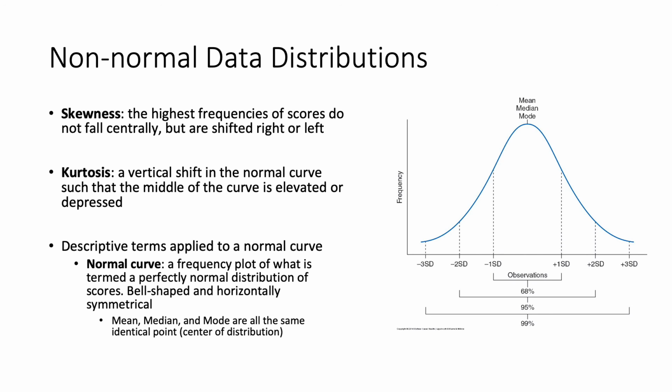You can see that the curve is bell-shaped and horizontally symmetrical, and that the mean, median, and mode are the same point in the center of the distribution curve. Also, the area under the normal curve includes 68% of scores within one standard deviation, 95% of scores within 2 standard deviations, and 99% of scores within 3 standard deviations of the mean.